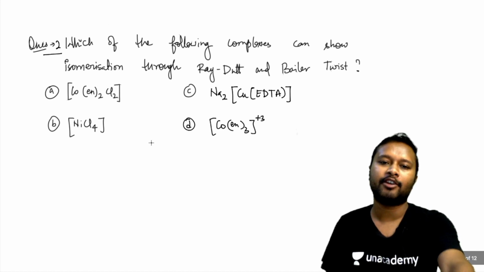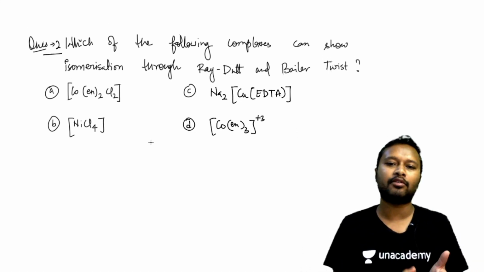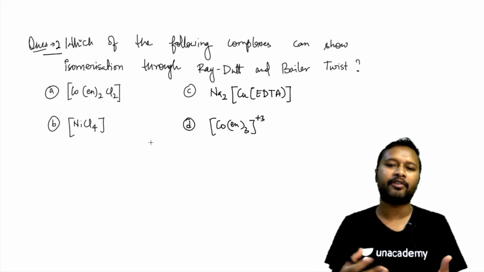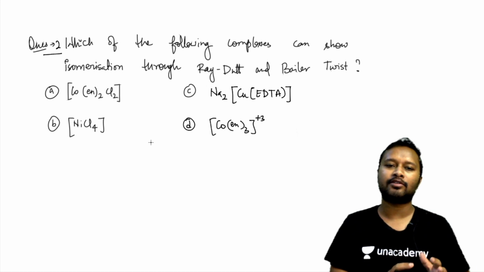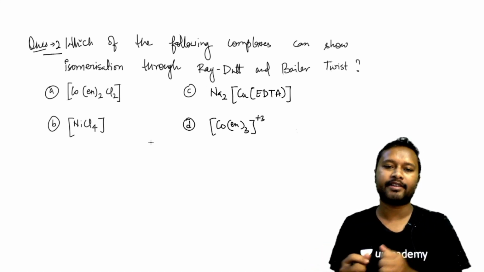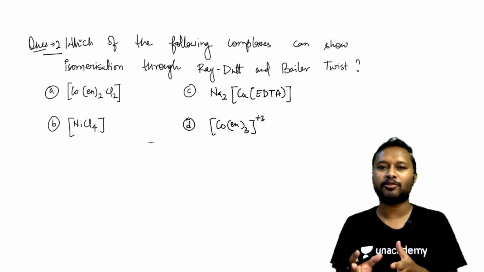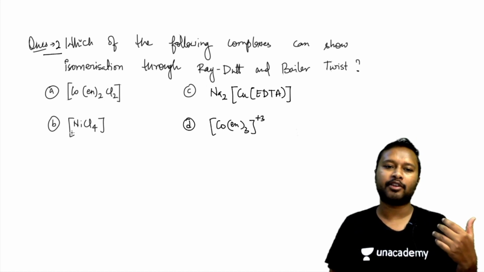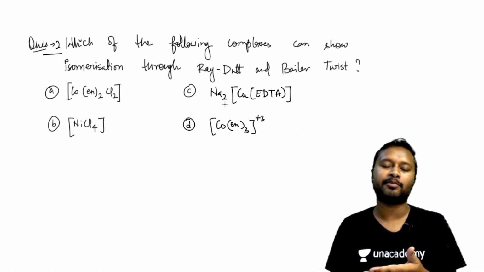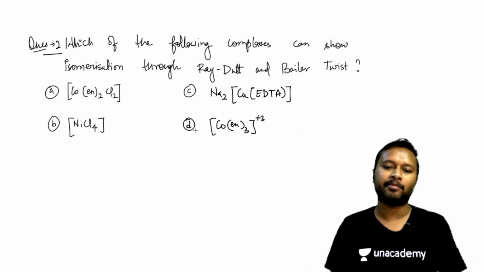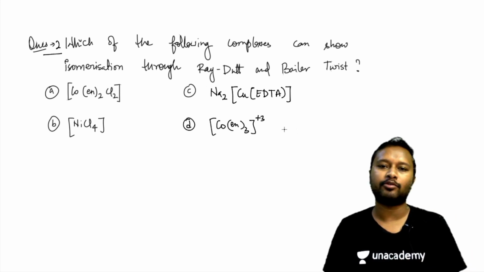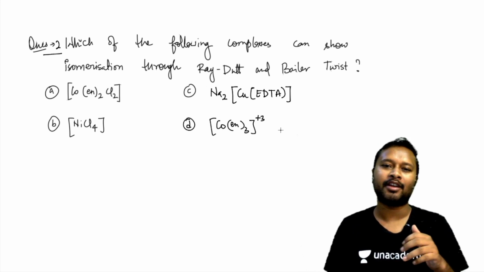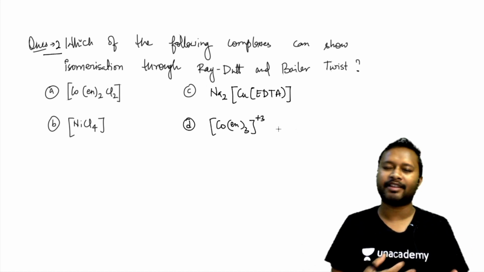The other question says: which of the following complexes can show isomerization through Bailar and Ray-Dutt twist? Or the question can be framed in a different way: which of the following complexes can show isomerization through a twisting mechanism? These Ray-Dutt and Bailar twists are basically twisting mechanisms. So which of the complexes are going to show isomerization with this twisting mechanism? That's what the question is. Your four options are: [Co(en)2Cl2], then the nickel complex [NiCl4], then option C is Na2[Cu(EDTA)], and option D is [Co(en)3]3+. En is ethylenediamine, EDTA you all know. So that's what the question is. You have to answer it in the comments below. I am expecting a lot of answers from you because I think you have understood it, right?